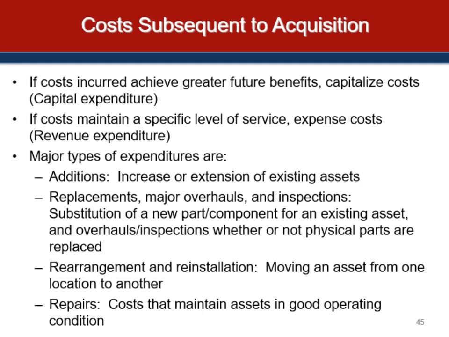If you actually increase the value by spending money on the asset, so you actually make modifications that make it more productive, or will make it last longer, or some other way you increase the future benefits that you would get, then those costs would be capitalized because it's increasing the utility of the asset. So you have two choices: you can capitalize or expense. In general, costs incurred to achieve greater future benefits would be capitalized. Expenditures that simply keep the expected level of service would be expensed.